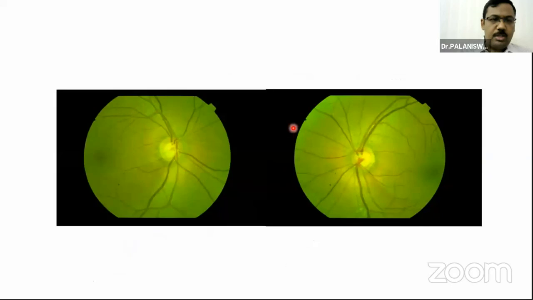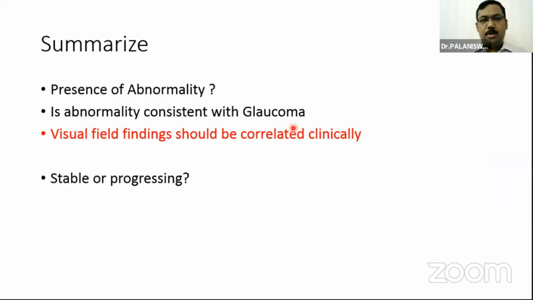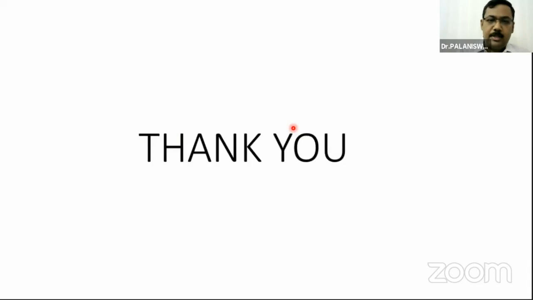So to summarize, in case we see an abnormality, when we are analyzing a field, the first thing we should figure out is: are we really seeing an abnormality? And is that abnormality consistent with glaucoma? And if it is, then these findings have to be clinically correlated before we brand a patient as having findings consistent with glaucoma. And if they have, then further fields would only be necessary to know whether the defect is stable or progressing. Thank you for your time.